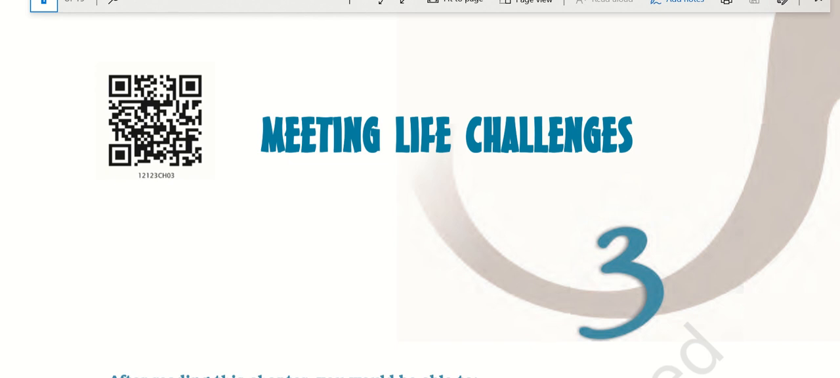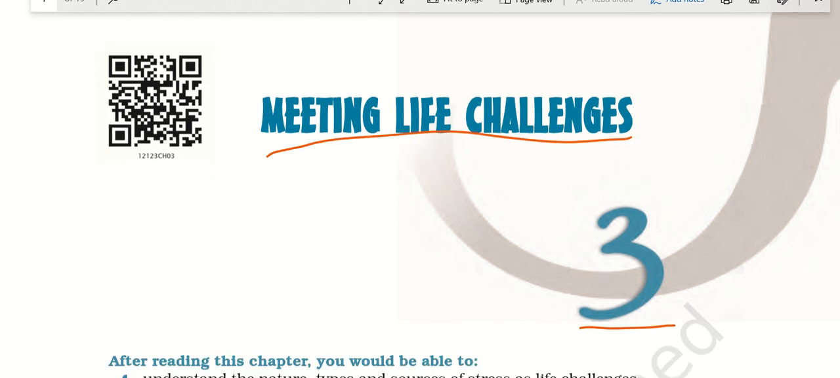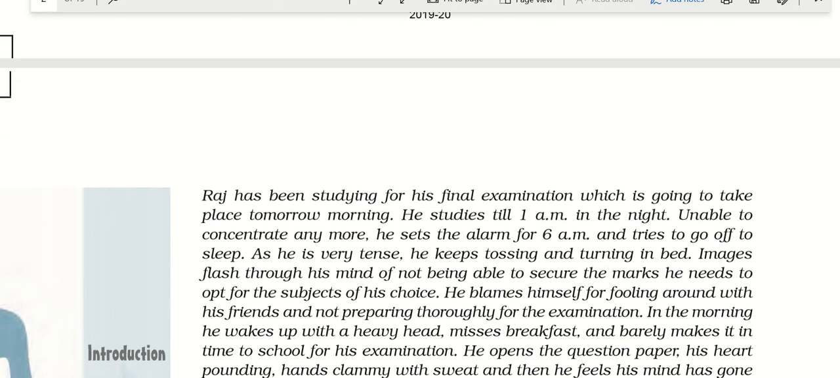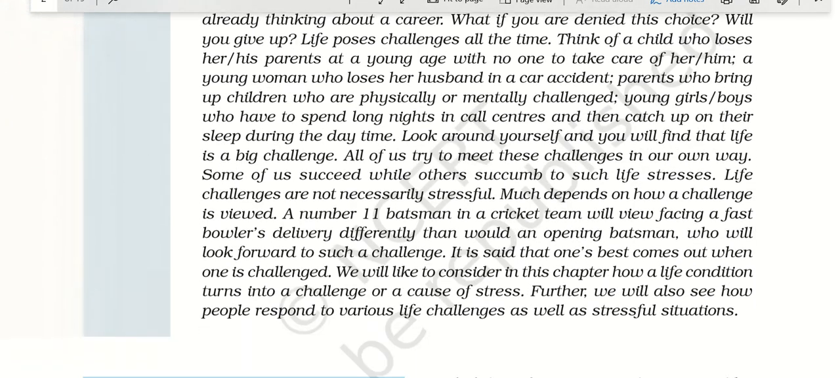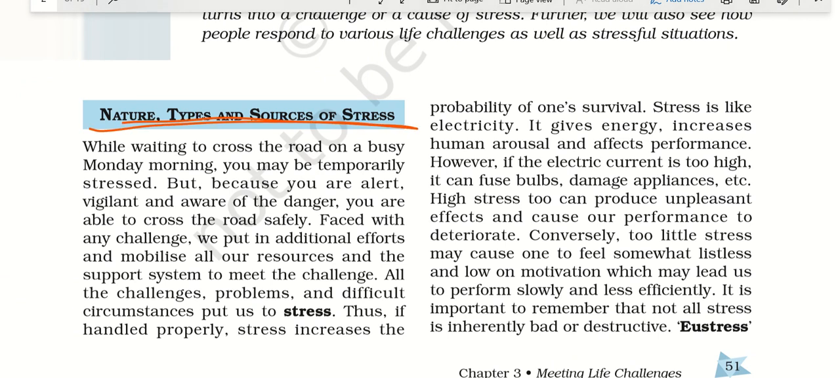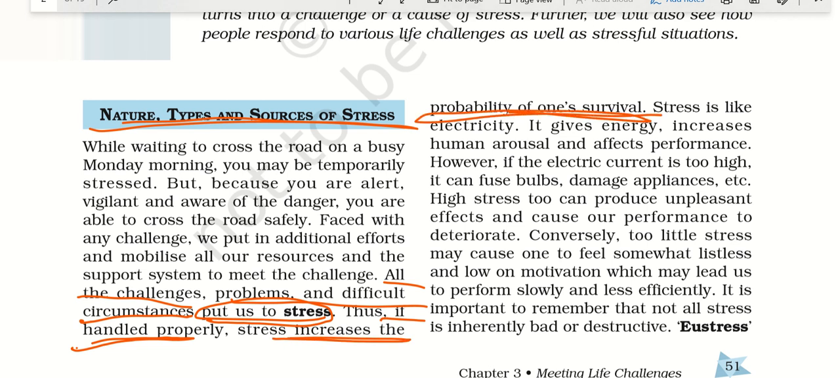So, starting with chapter 3, Meeting Life Challenges. First, we'll be talking about what exactly the nature, types, and sources of stress are. All challenges, problems, and difficult circumstances put us under stress. Thus, if handled properly, stress increases the probability of one's survival.